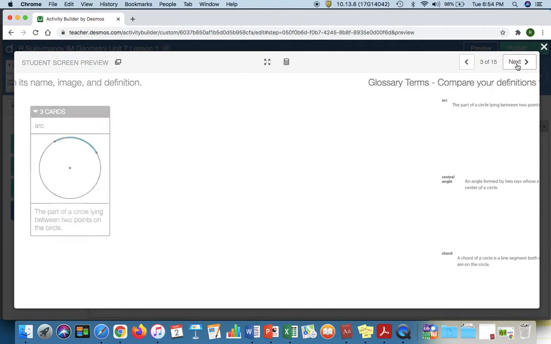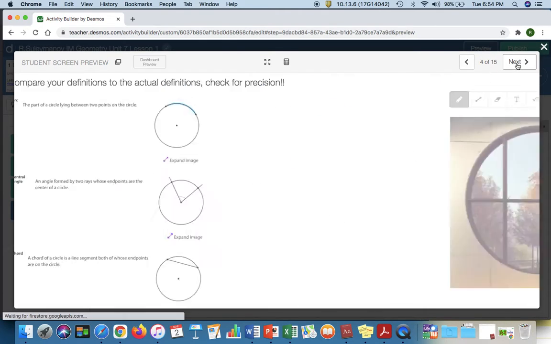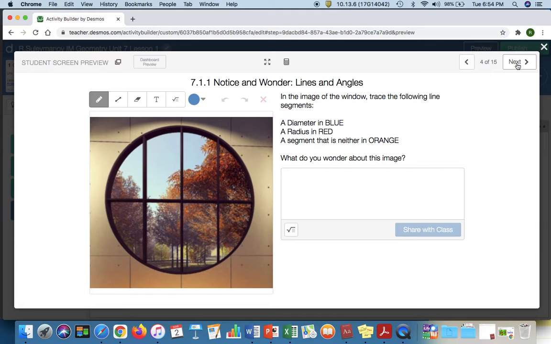And then following this, if you give them the answer key, they can compare their definitions to check for precision, which is from Illustrative Mathematics and a great tool for discourse. The next activity would be a noticing and wondering activity.